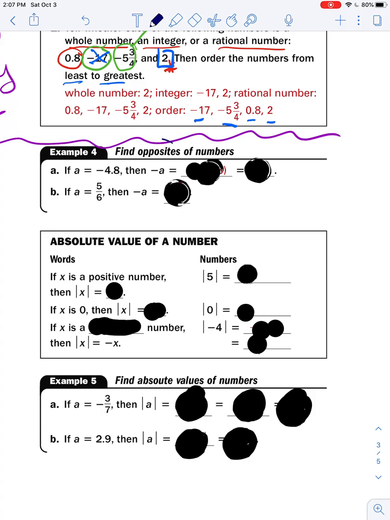So you'll be asked to find the opposite of the number. And so just think to yourself, that means I need to change the sign so that if it used to be on the right of zero on the number line, now it's to the left, and so on. So if I take a look here, it's asking me if A is -48, then -A. Now be careful with that, because when you see -A, that means the opposite of A.